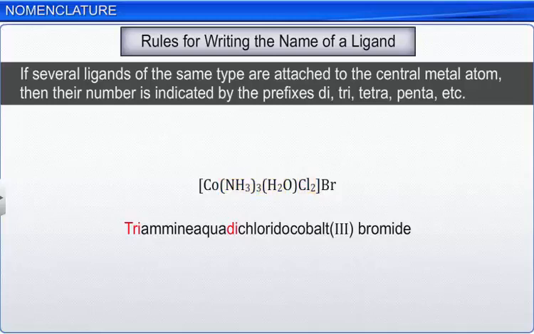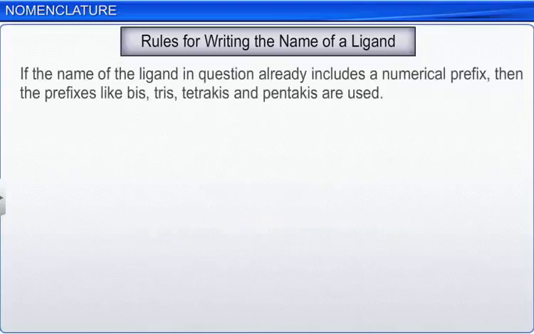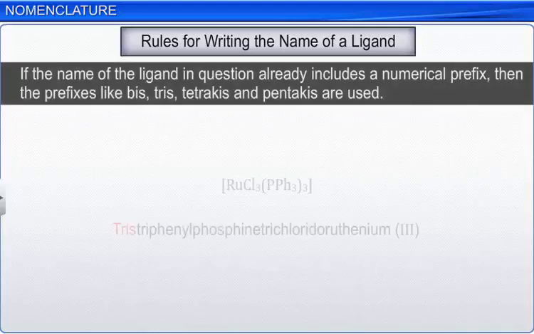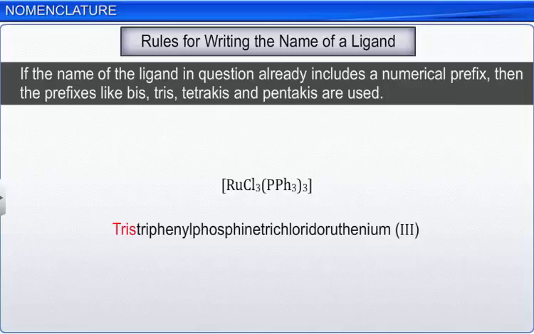However, if the name of the ligand in question already includes a numerical prefix, then the prefixes like bis, tris, tetrakis, and pentakis are used. For example, the complex [RuCl3(PPh3)3] is named as tris(triphenylphosphine)trichlorido ruthenium(III).